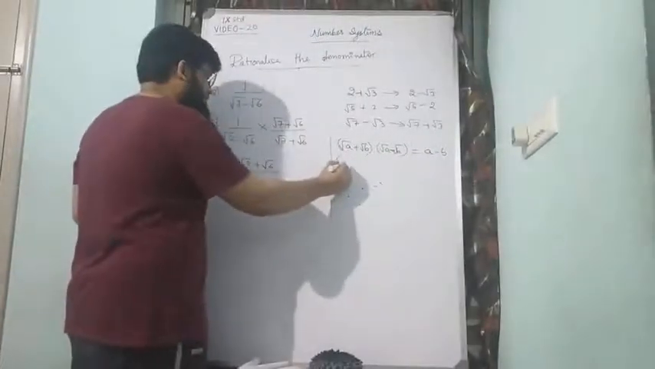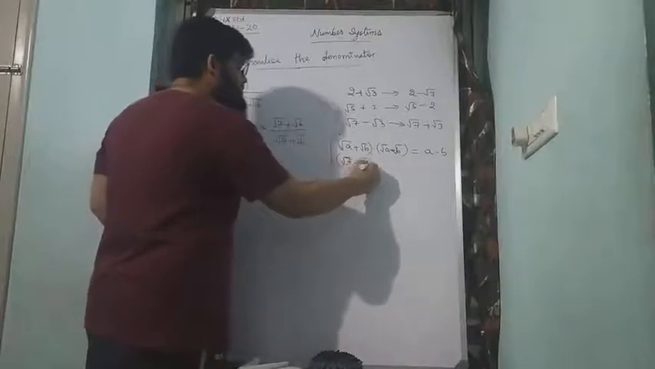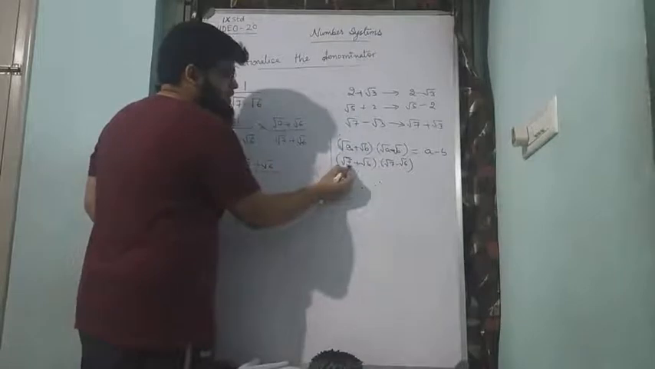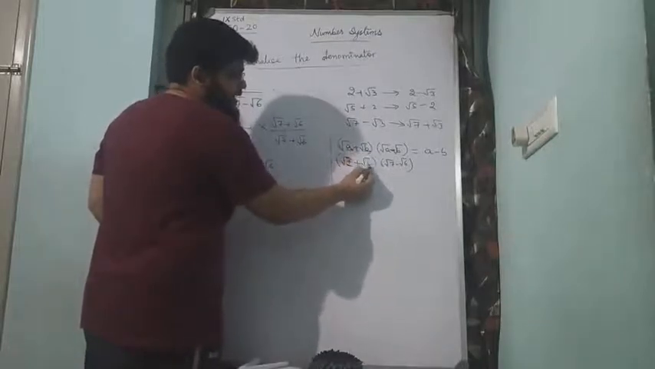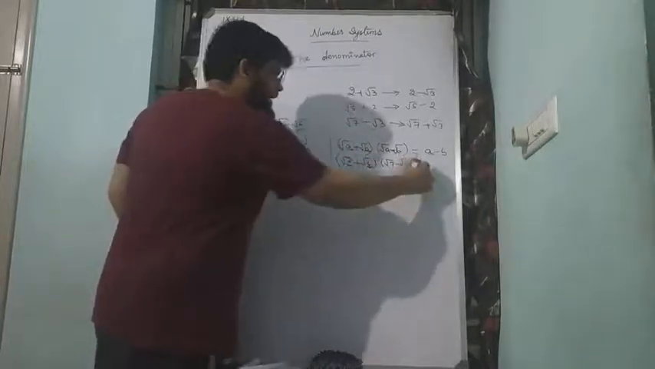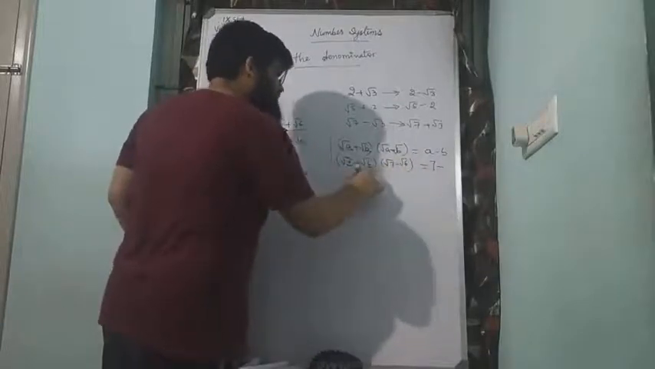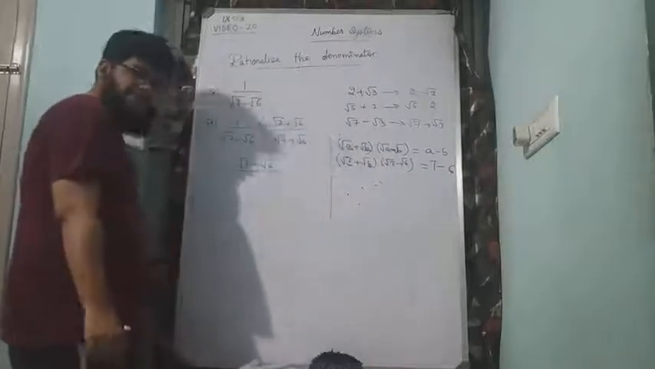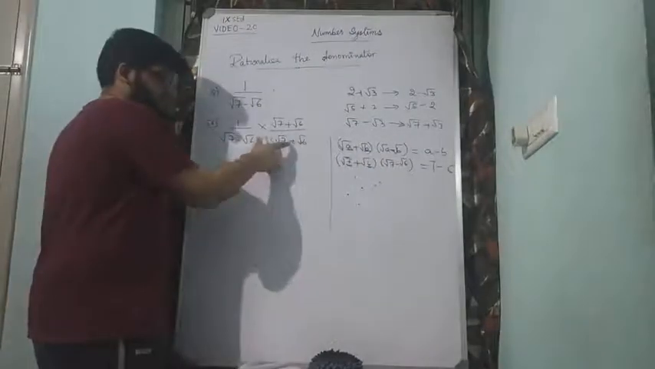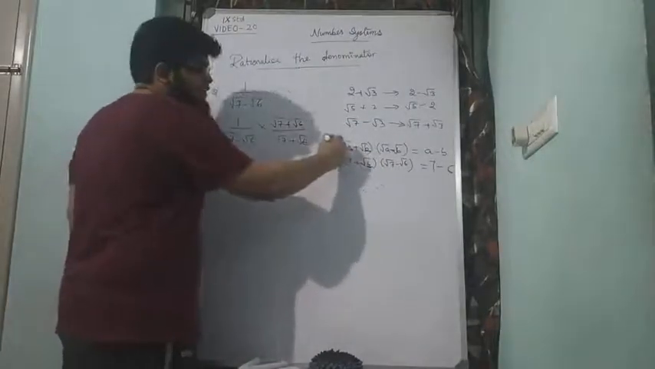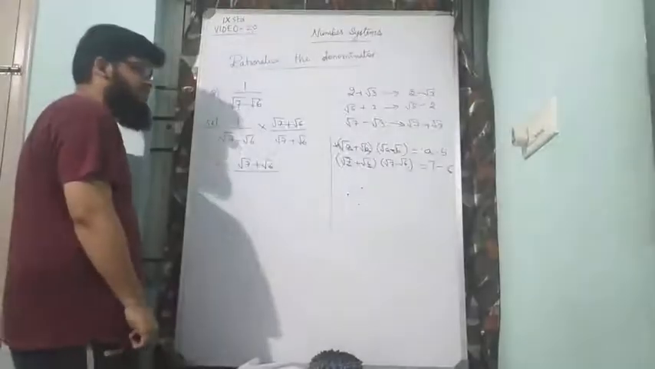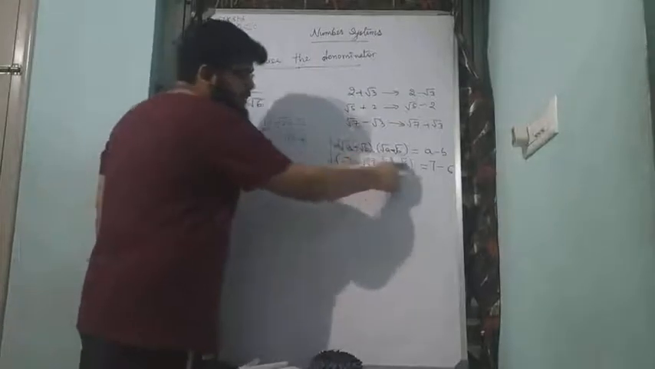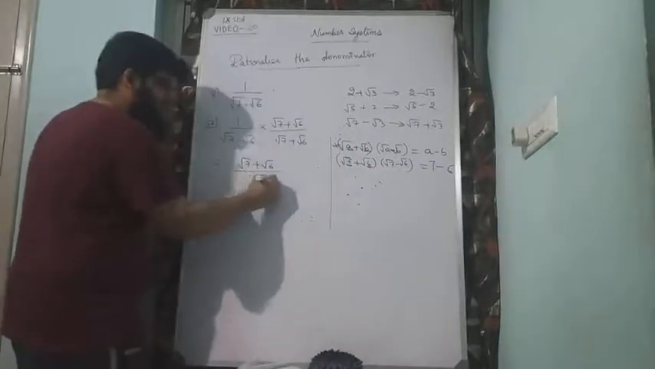Correct? So in this place, if I have root 7 plus root 6 into root 7 minus root 6, in place of a I have 7 and in place of b I have 6. Correct? a minus b means 7 minus 6. a is 7 and b is 6, so you will get 7 minus 6. So for this part, we will have to make use of this identity that we have learned in the last class. So root 7 minus root 6 into root 7 plus root 6 is of this form, and the answer will be 7 minus 6.